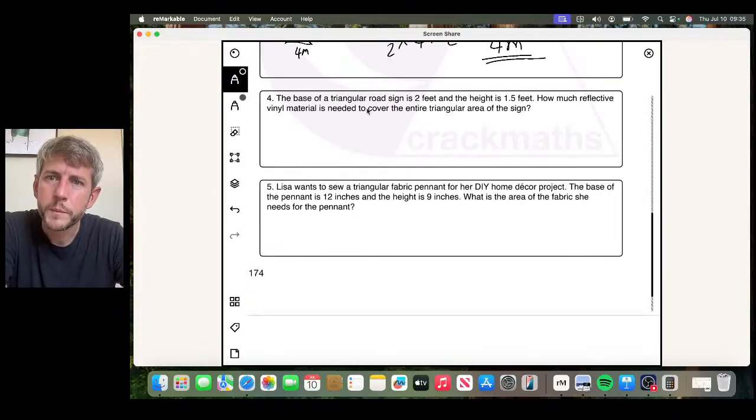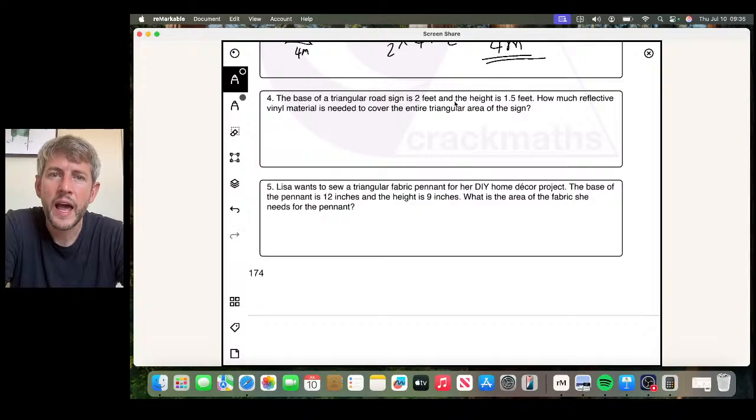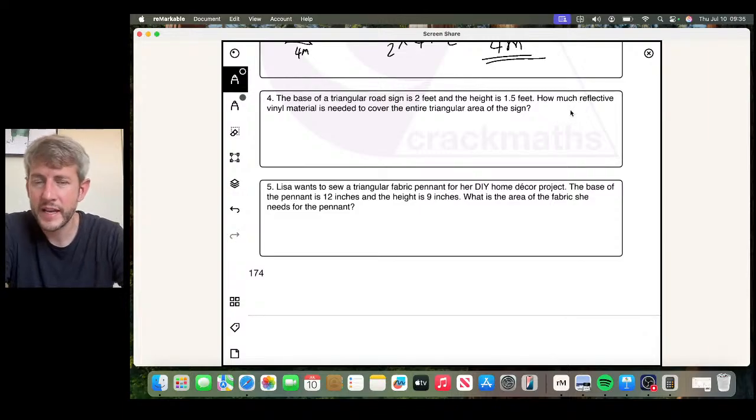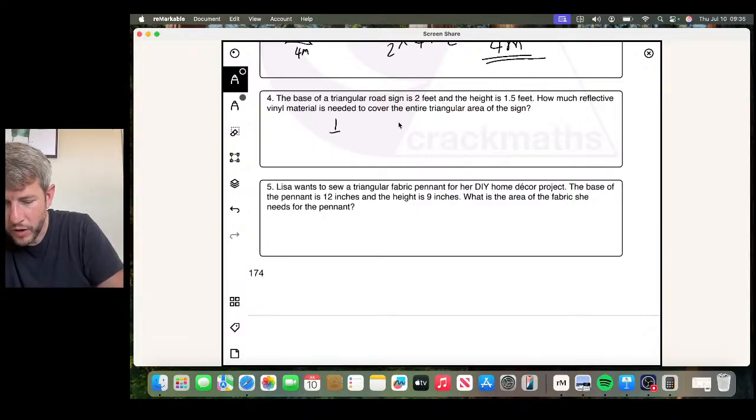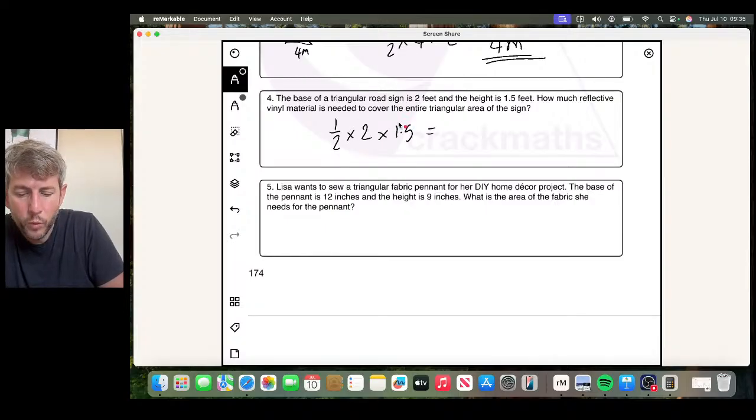Right, question 4. The base of a triangular road sign is 2 feet and the height is 1.5 feet. How much reflective vinyl material is needed to cover the entire triangular area of the sign? Okay, so again, it's a story about a triangle, but essentially we just need to pick out the details. So the base is 2 feet, so we've got a half times the base of 2 times the height of 1.5. So this is going to equal a half of 2 is 1. 1 times 1.5 is 1.5. So this will be 1.5 square feet.